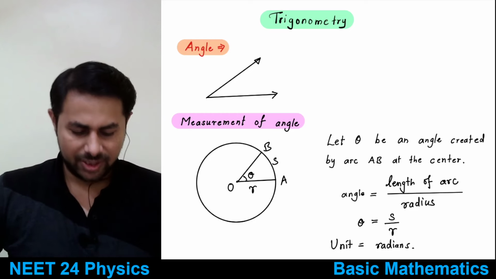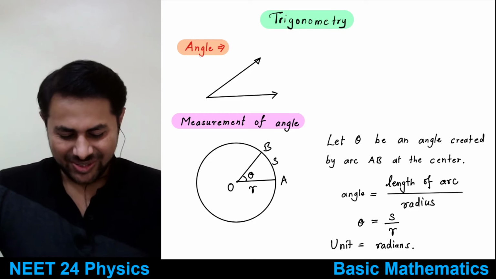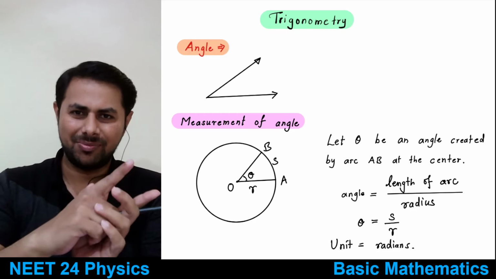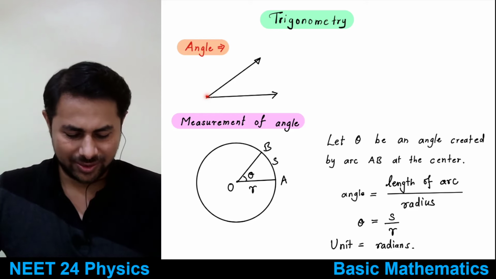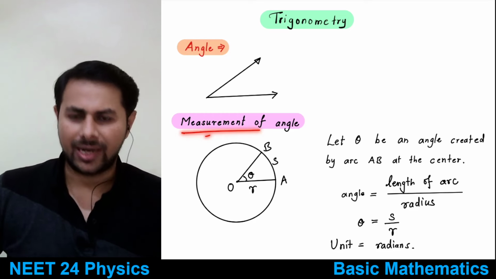Okay, so let's begin with the basic trigonometry, right? That's very basic. So what is an angle? We know it's the geometrical shape when two lines meet together at a point. So this shape is known as an angle. Okay, how do we measure an angle?